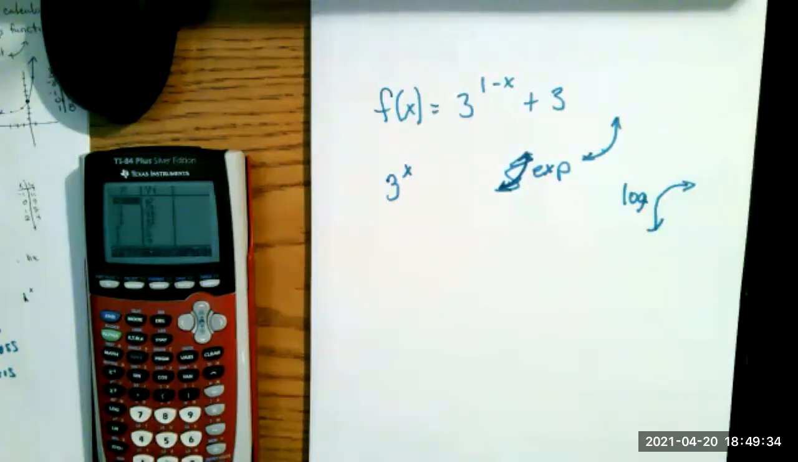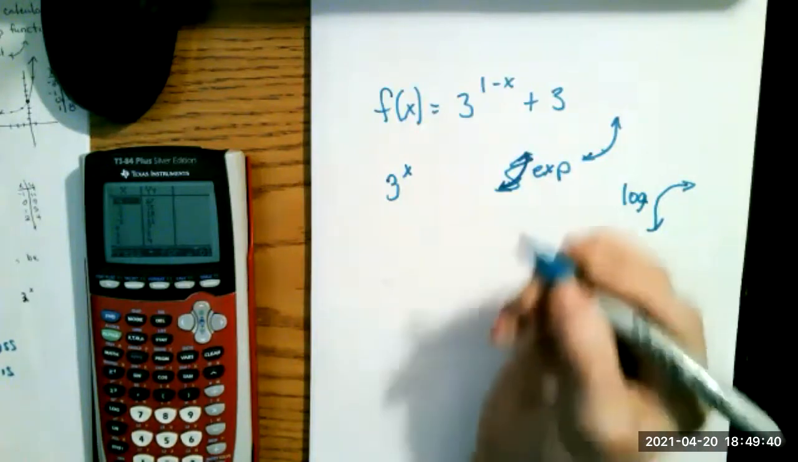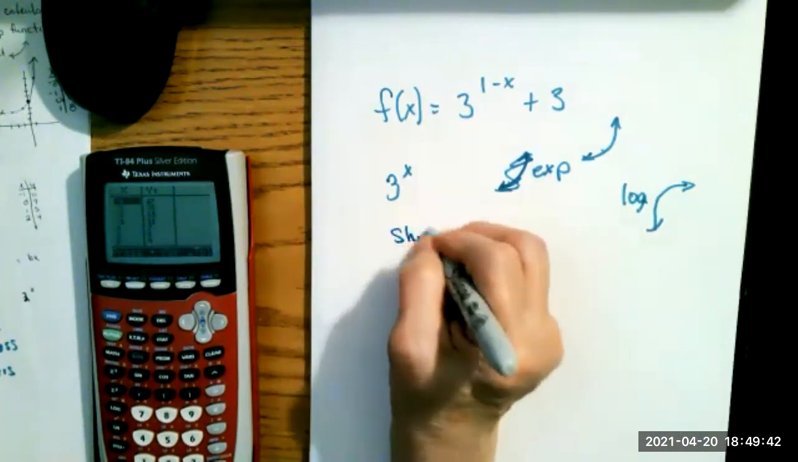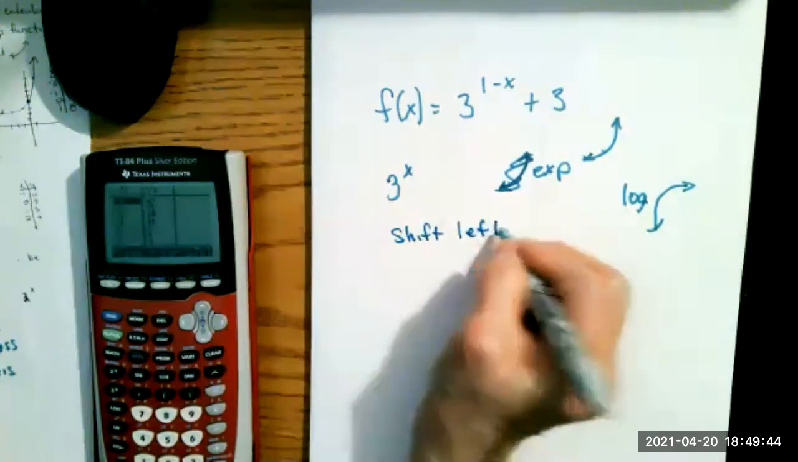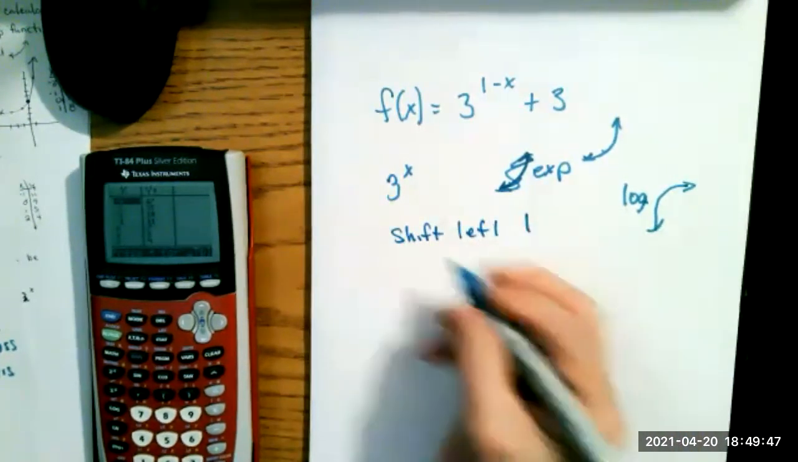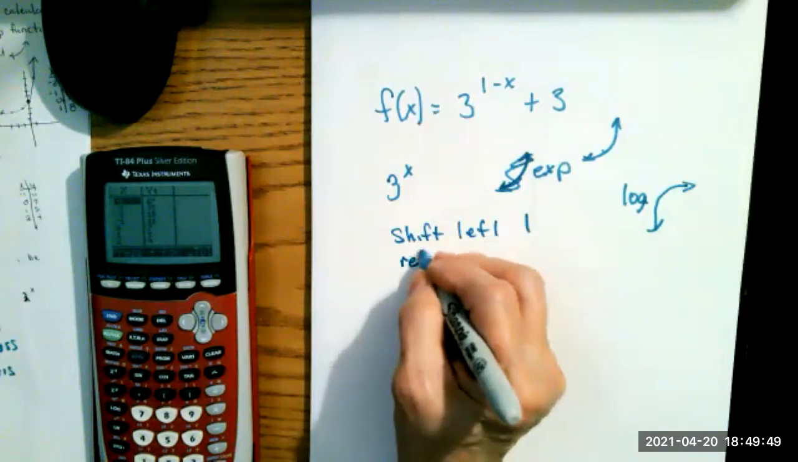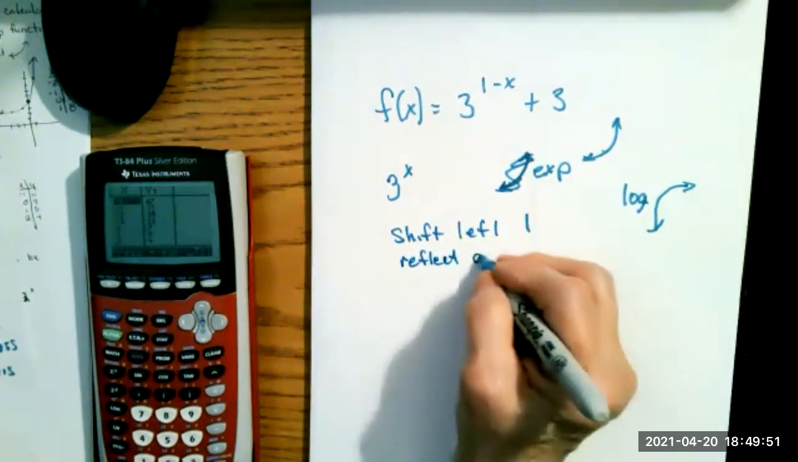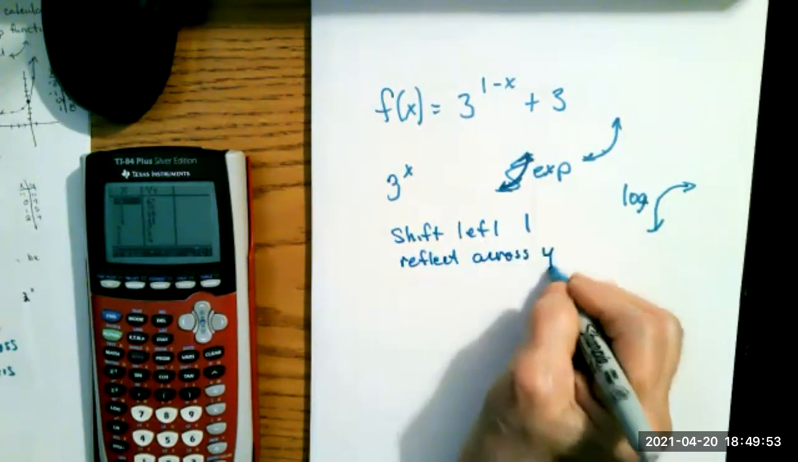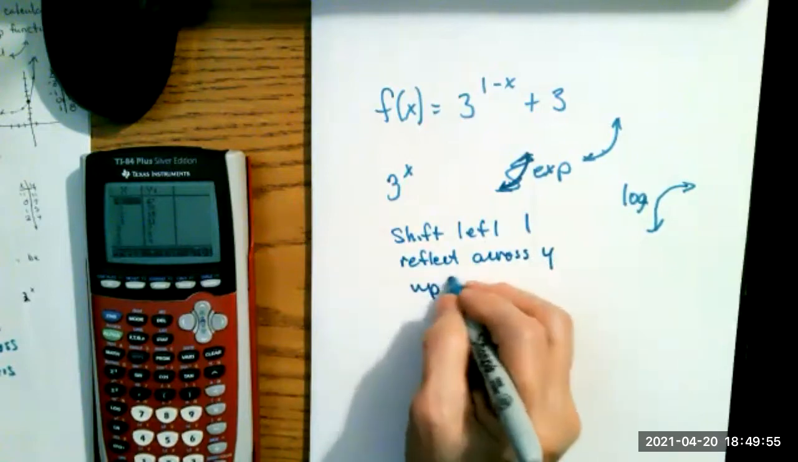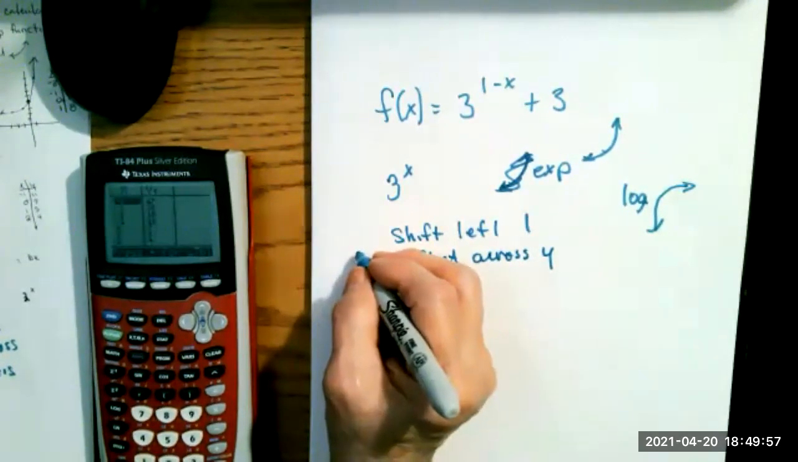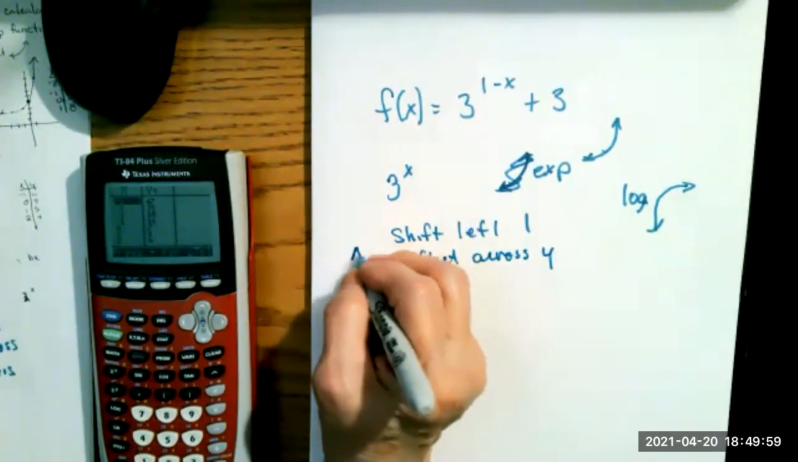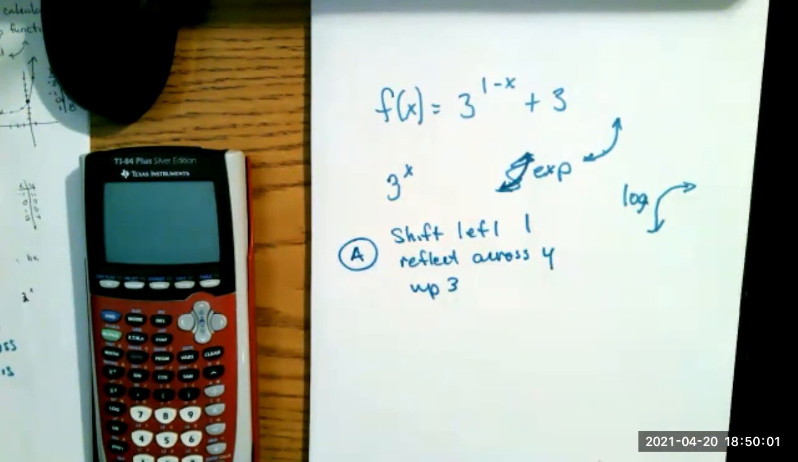So which one do you think we want? We're going to shift it left 1. Then since it's negative x, we're going to reflect it across the y-axis, and we're going to shift it up 3 units. And that was A, wasn't it? It was that first choice. Yes, A.